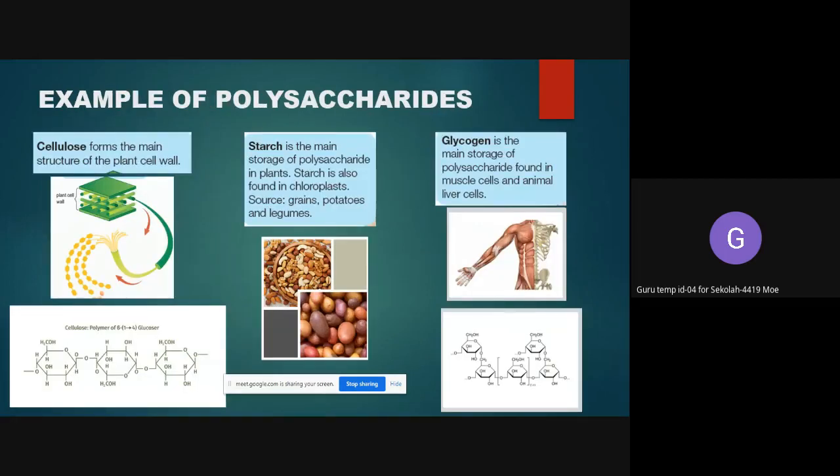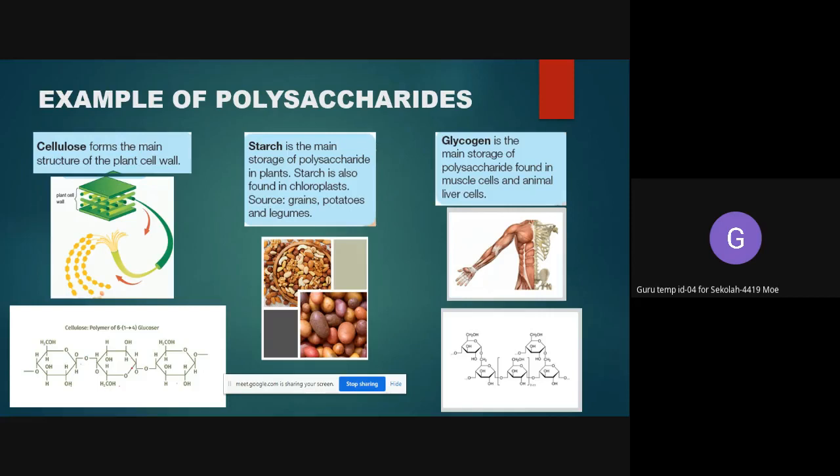Examples of polysaccharide are cellulose. Cellulose forms the main structure of the plant cell wall. Cell walls are made up of cellulose. So this is the structure of cellulose. Nampak tak panjang-panjang ni? Ini monosaccharide bila digabung banyak-banyak menjadi polysaccharide.